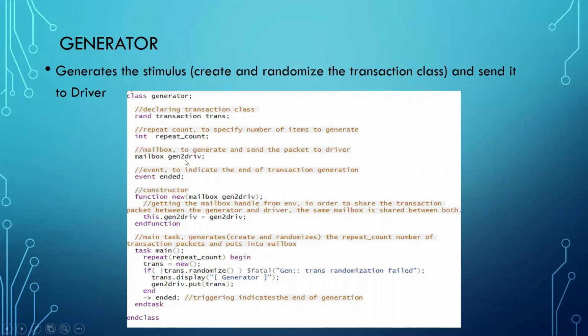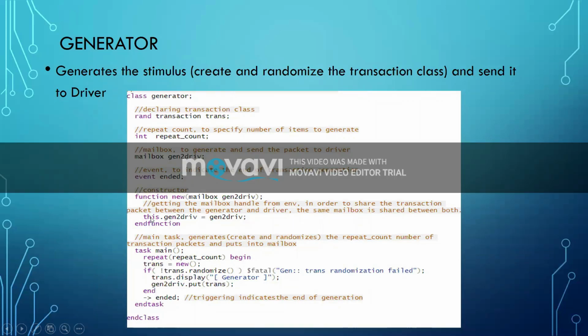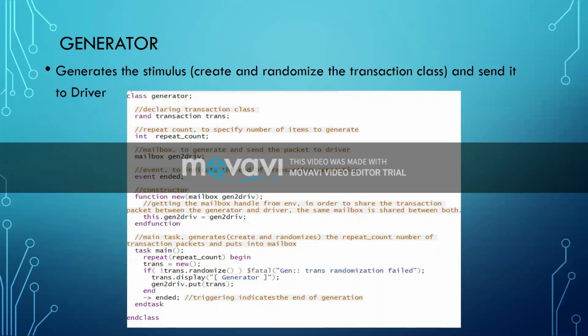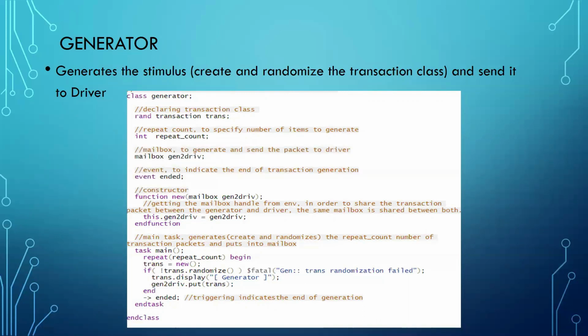Here we have declared the mailbox, created a handle, and accessed the generator to driver mailbox using this function. Then we have also declared one event, ended, which is used to show the end of the transaction. We need to know when the transaction ends, so to indicate it we have used that event. This is the entire explanation of the generator. After that, it will check whether the packets are generated or not. If there is any error, it will display transaction failed, or else it will put the things into the driver and the further things will continue.